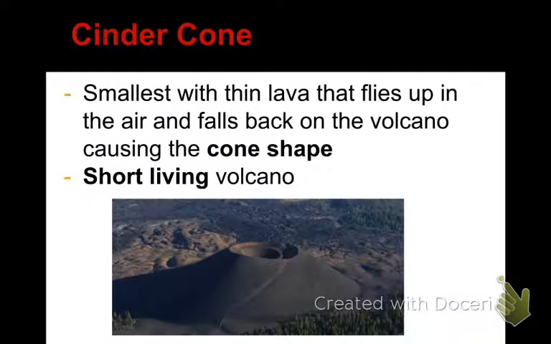Cinder cone volcano. This is a cone shape, which is why it's called cinder cone, and this is one of the shortest living volcanoes. They're basically like a pimple. They can pop up on the earth and then just relieve a little bit of the magma and pressure that's built up, and then they just die and they move on and they aren't filled up with lava anymore.